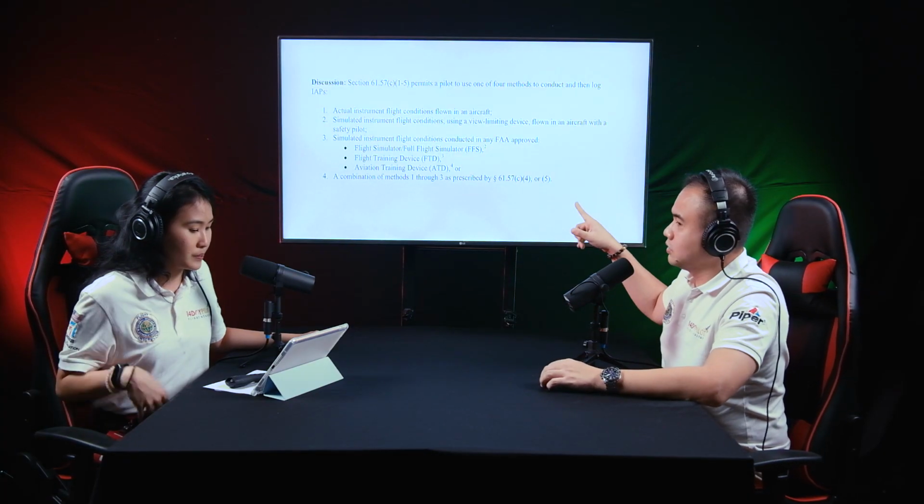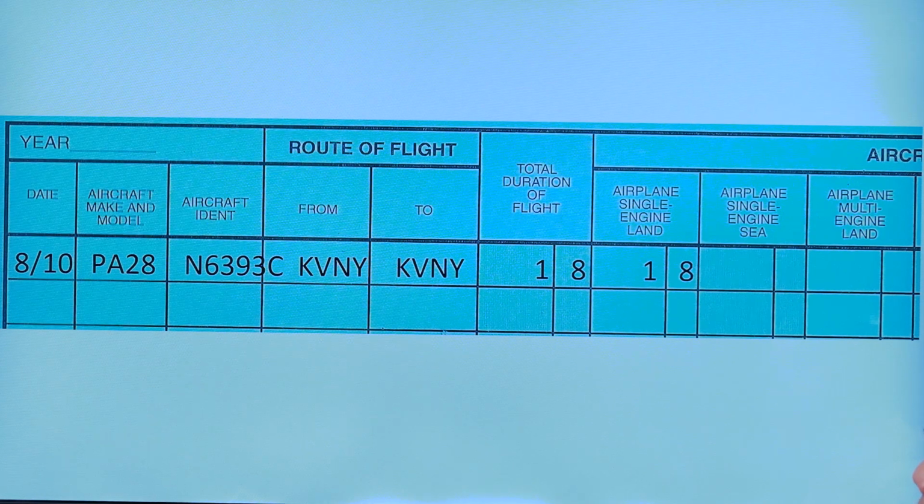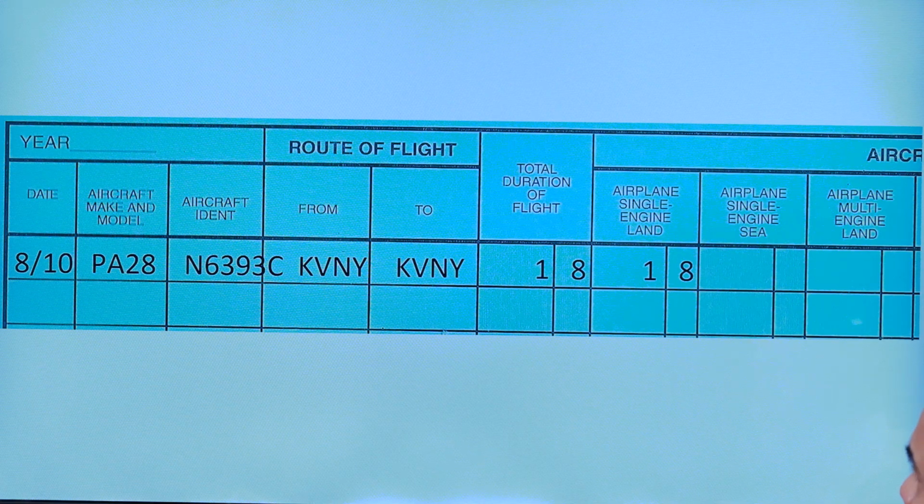So let's take a look at some logbook examples here. Absolutely. So this one is the proper way to log. This is the proper way to log. We have a flight that happened on the 10th of August with a PA-28. And that's your registration? Yes, right. And then the aircraft identification is 63903 Charlie from Van Nuys to Van Nuys, which we will see a lot in the logbooks of people who are doing practice approaches, because they're not landing. Correct. It's missed approach from one missed approach to another missed approach.